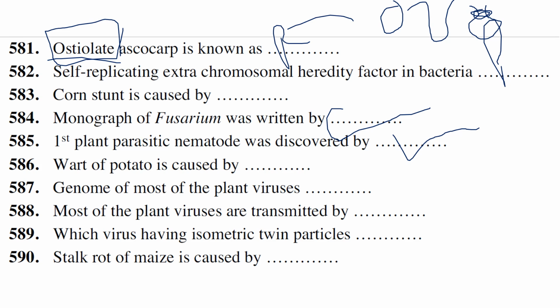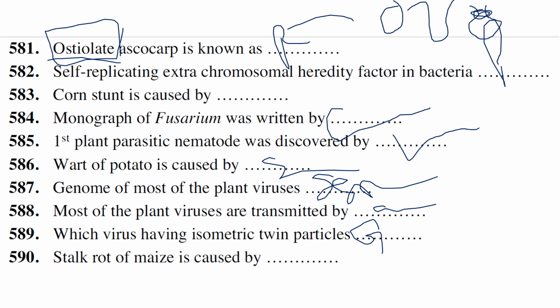Wart of potato is caused by Synchytrium endobioticum, which causes potato wart. This life cycle was also discovered by Woronin, along with the club root of cabbage life cycle as well. Genome of most of the plant viruses: the majority of plant viruses contain a genome of positive single-stranded RNA. Majority of the plant viruses are transmitted by aphids and leafhoppers as well. Which virus contains isometric twin particles? Gemini virus. So Gemini in the sense of twin particles.